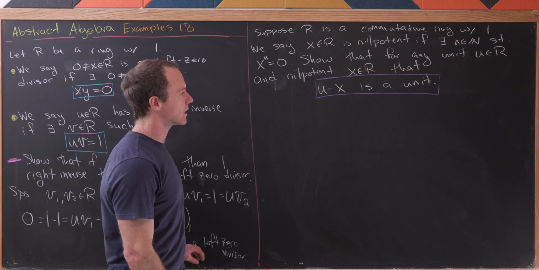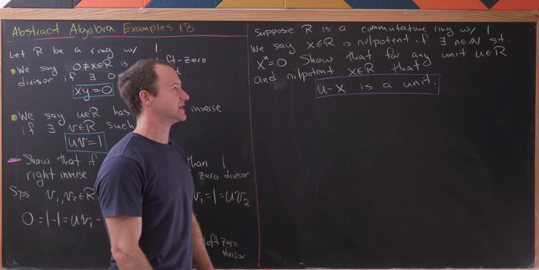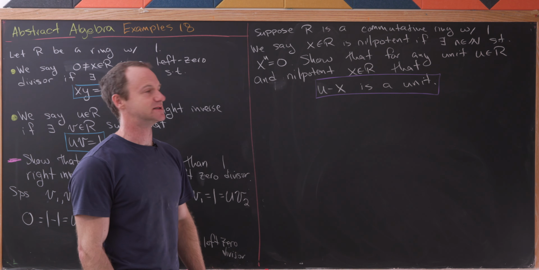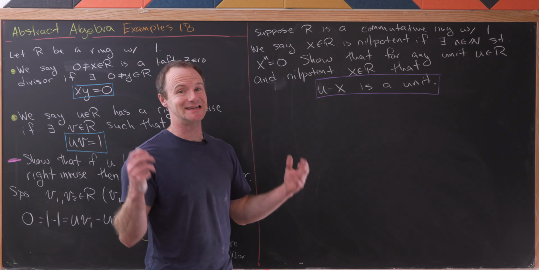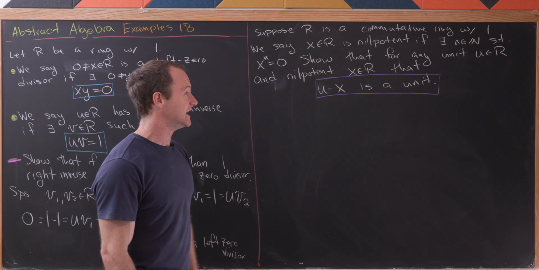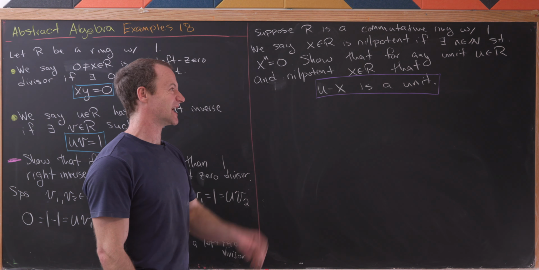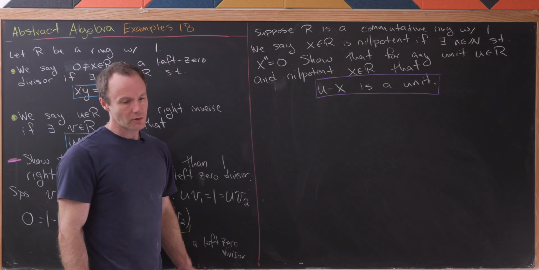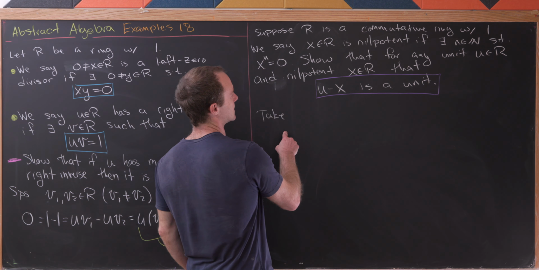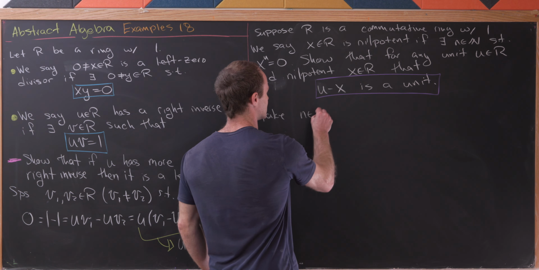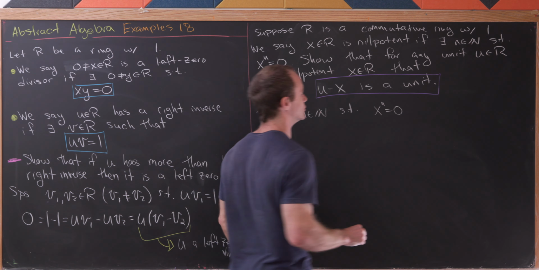So let's suppose that R is a commutative ring with 1. Then we say X is nilpotent if there's a natural number n such that X to the n is 0. We're going to look more at nilpotence a little bit later when we talk about something which is called an ideal. Then we want to show that for any unit U in R and any nilpotent X in R, that U minus X is a unit. Okay, so let's see how this goes. So let's take, what do we want to take? We want to take n, which is a natural number, such that X to the n is equal to 0.